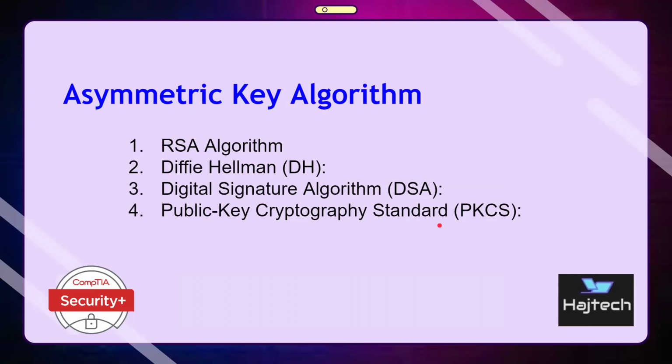These are some algorithms for the asymmetrical: RSA, DH or Diffie-Hellman, Digital Signature Algorithm or DSA, and Public Key Cryptography Standards, PKCS.